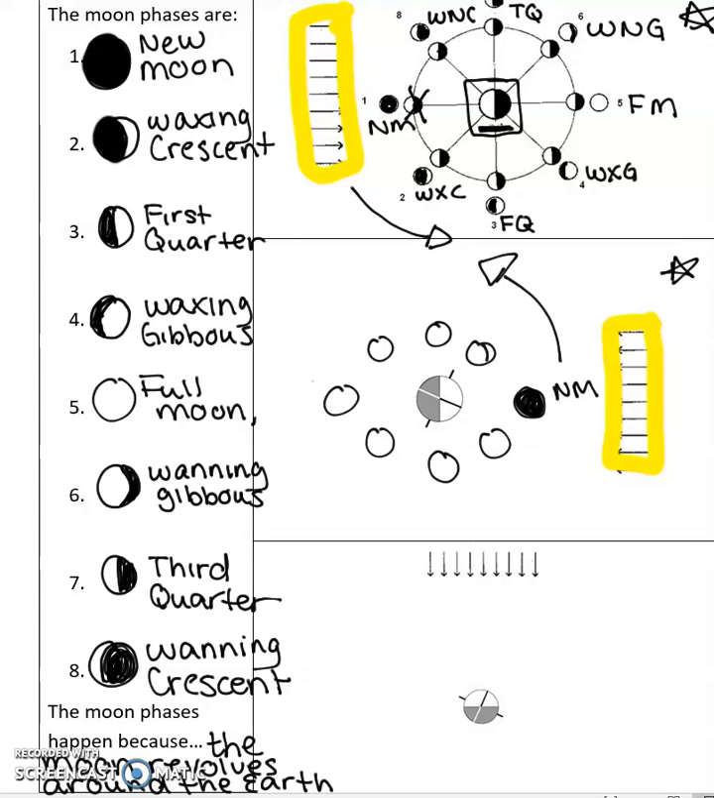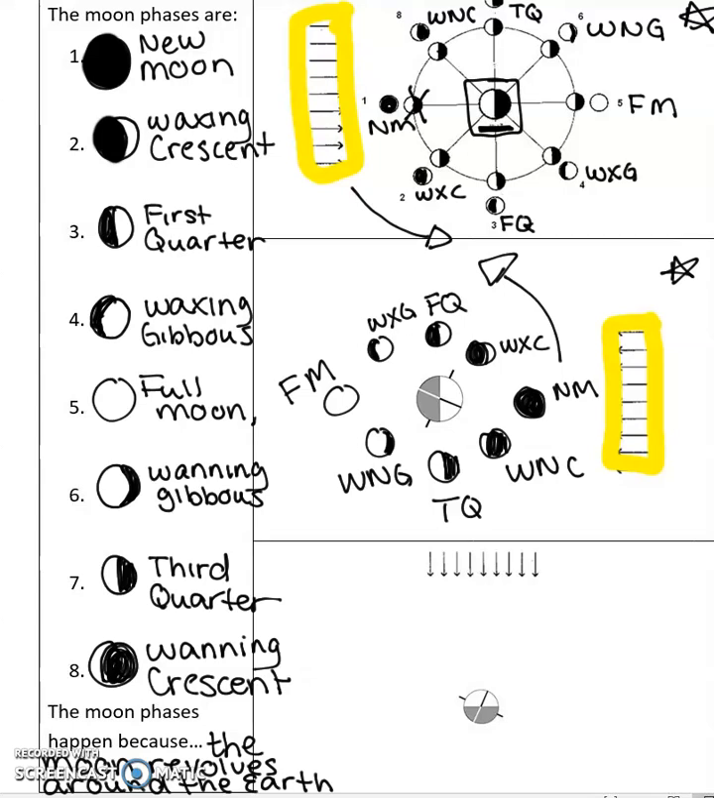So we have a waxing crescent, a first quarter, a waxing gibbous, a full moon, a waning gibbous, a third quarter, and then a waning crescent.